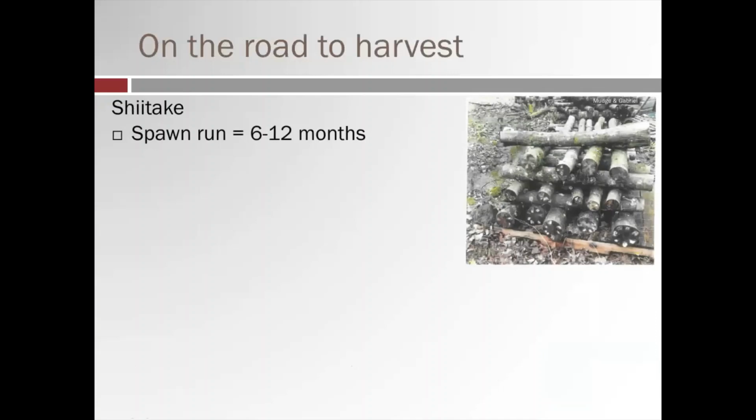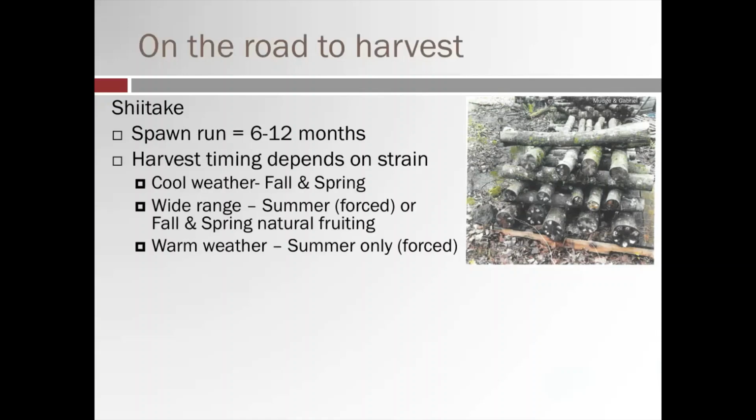All right, so once you've got your laying yard set up and your logs are starting to colonize, the colonization period is called the spawn run. And this is typically for shiitake between 6 and 12 months. It depends on where you are and how you inoculate.